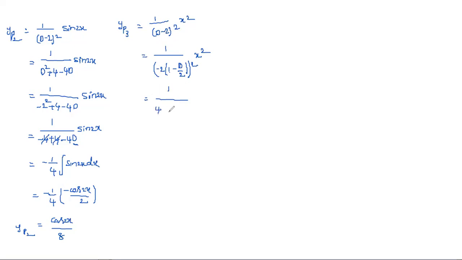That is nothing but 1 by 4 into (1 minus D by 2) to the power minus 2 into x square. Here it is having power minus 2, so we take it into the numerator. So this is equal to 1 by 4 into... what is the formula for this expansion? (1 minus x) whole power minus 2 is nothing but 1 plus 2x plus 3x square plus 4x cube and so on. Here x is nothing but D by 2.